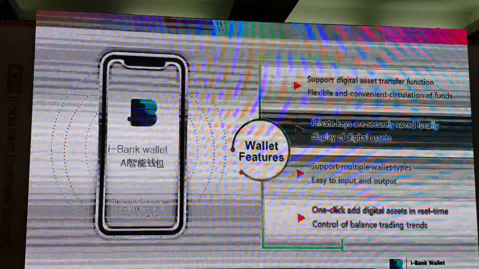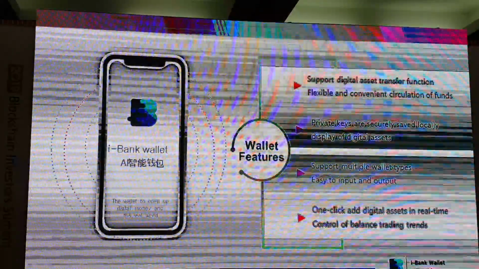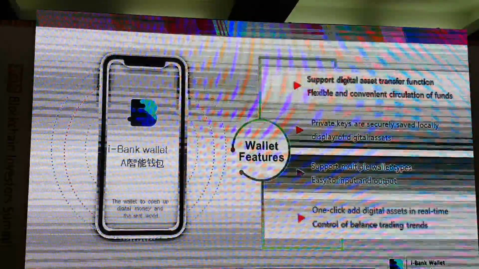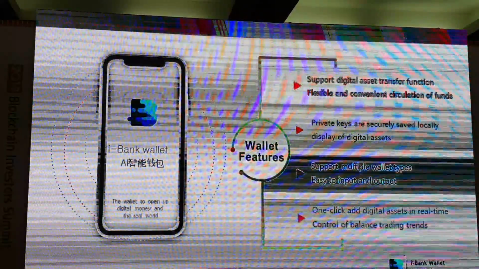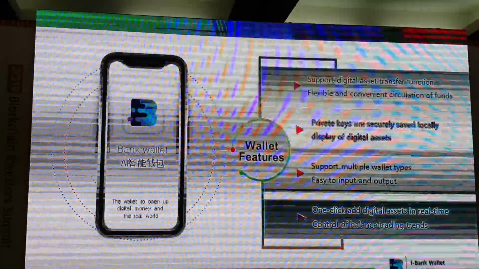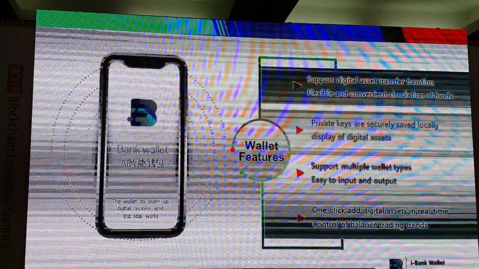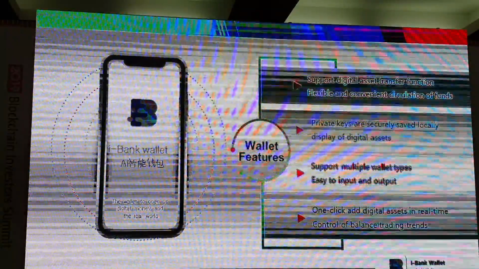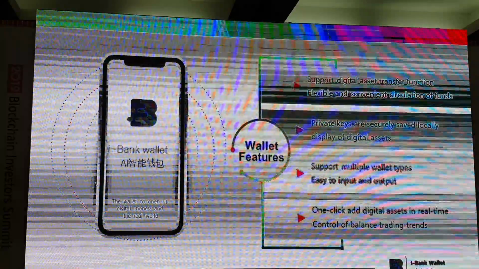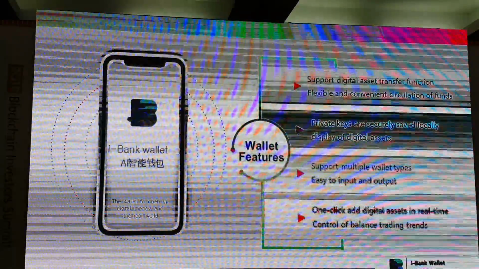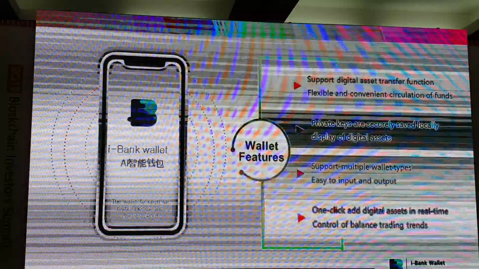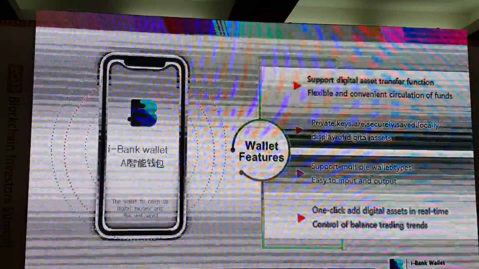Next one, wallet features. Here are some main wallet features. Let's talk about each one in detail. First one, support for digital asset transfer, flexible and convenient circulation of funds. Our second feature is that private keys are securely stored locally, with display of digital assets. Number three, support for multiple wallet types, easy to input and output. And the last one is one-click digital access in real time, to control balance and trades.